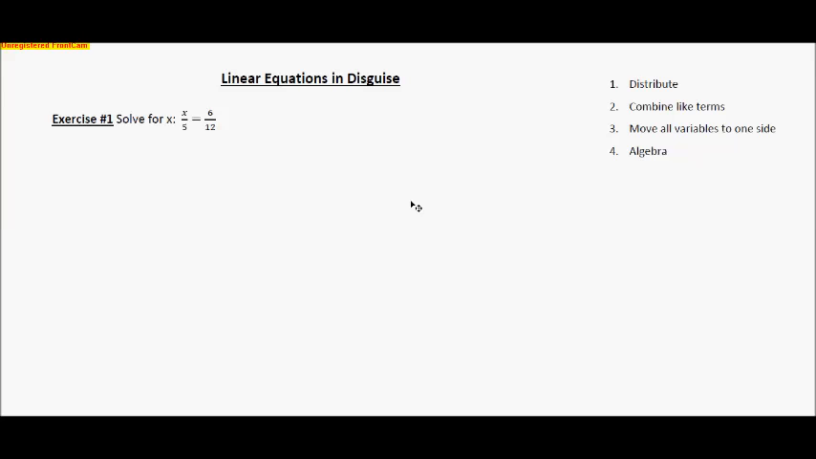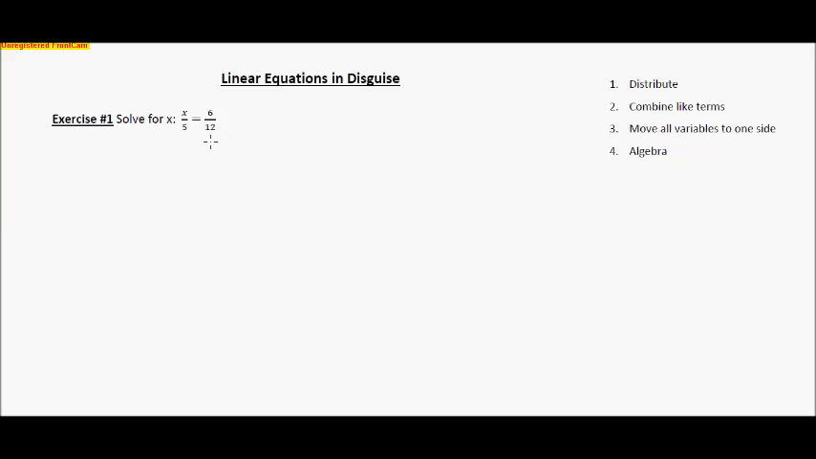Hi everyone, today's video is called Linear Equations in Disguise, and the reason for that is because the first exercise that you have doesn't look like an equation that we've been using. It really looks like a proportion, which is really what it is. But we call it linear equations in disguise because once we start solving it, we solve it the exact same way that we do a linear equation, except the first step is to simply cross multiply.